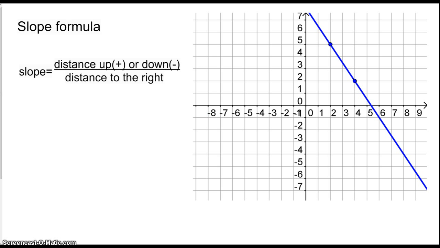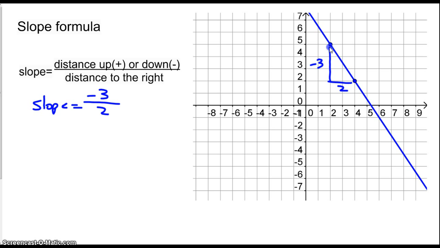Alright, let's take a look at the slope formula. The concept behind slope is that it's a measure of the slant of the line. It's the distance we go up or down divided by the distance to the right. So when we were doing slope before, we would find 2 points and look at how far up or down, in this case 3 down, and then 2 to the right.